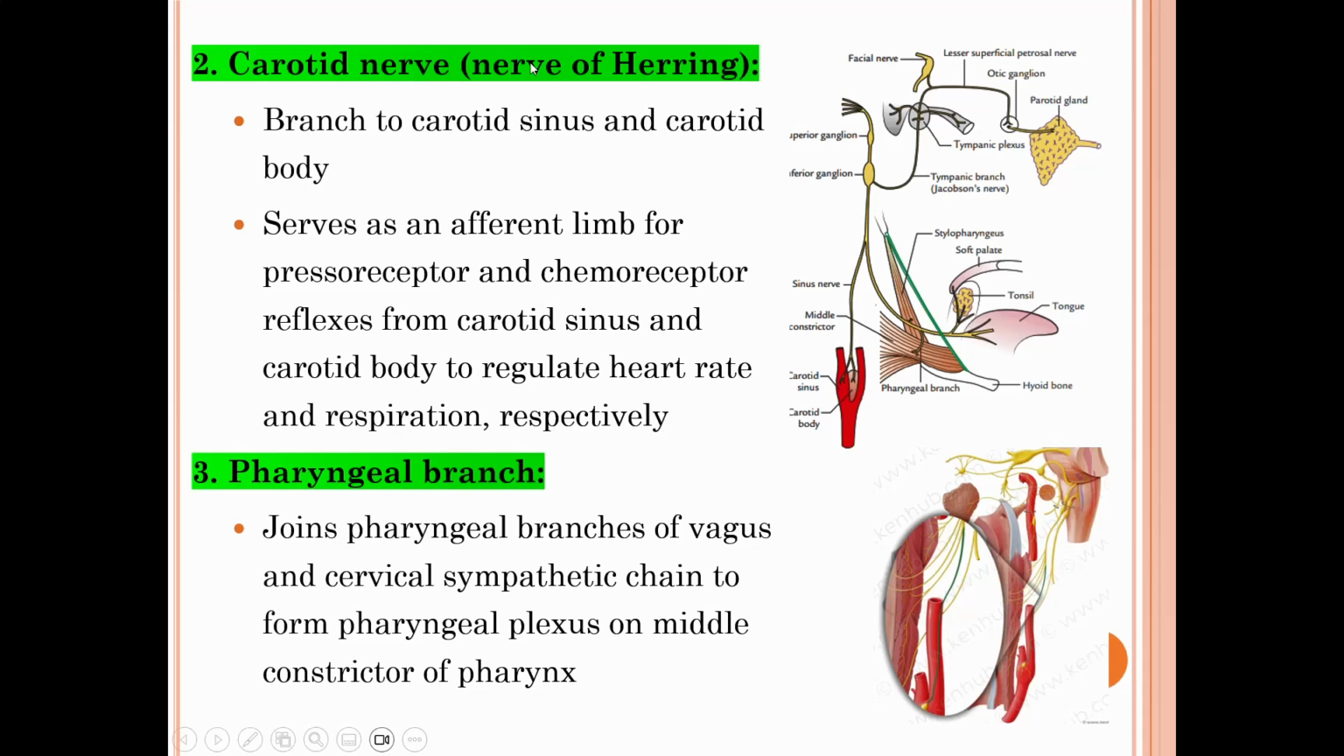Then there is the carotid nerve, also known as the nerve of Hering, which is the branch to the carotid sinus and the carotid body. It serves as an afferent limb for the baroreceptor and chemoreceptor reflex from the carotid sinus and the carotid body to regulate heart rate and respiration respectively. Then there is the pharyngeal branch, which joins the pharyngeal branch of the vagus and cervical sympathetic chain to form the pharyngeal plexus on the middle constrictor of the pharynx. Okay, so here is the middle constrictor and this is the pharyngeal branch.